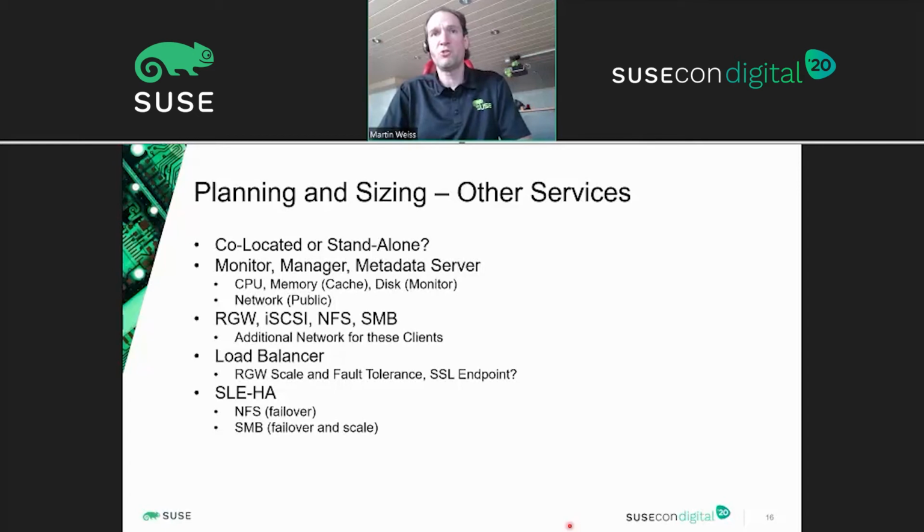Then we have to talk about which servers do we need for the Rados gateway, for the iSCSI, NFS, SMB, etc. And we have to clarify, do we need a separate network for the clients, or can we use the public network? We have to talk about load balancer for the S3 access. Do you have a physical one existing, or do you want to have a software-based one? And for the fault tolerance of the NFS and SMB gateway, we have to design a SLE-HA cluster-based solution. So for example, we need 2 servers that provide this gateway as a fault-tolerant access to these services.